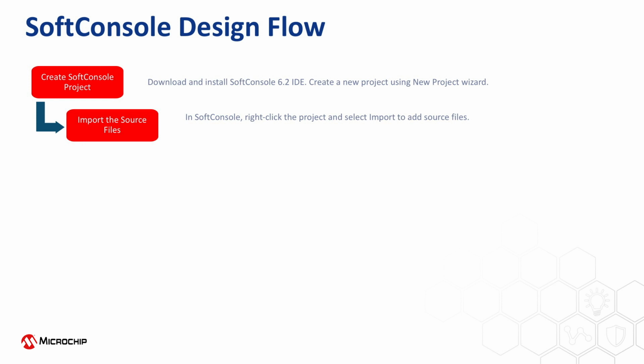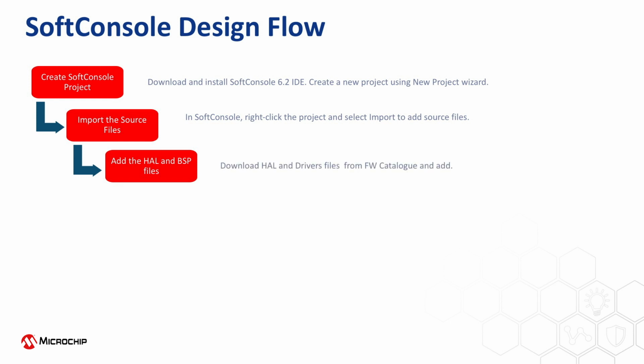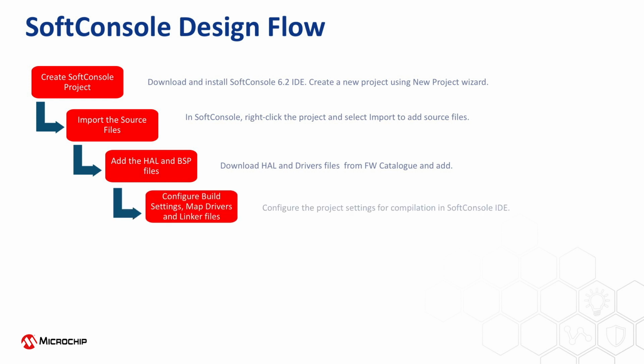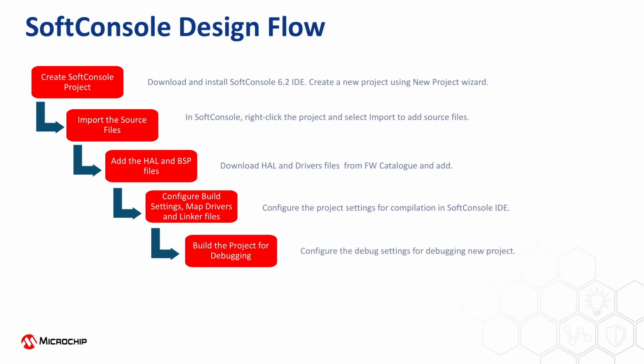The firmware BSP source files have two categories: the HAL hardware abstraction layer and peripheral drivers. Download the HAL and driver files from the firmware catalog and import. Next, configure the project settings for building the executable in SoftConsole. These settings include folder paths, compiler, target processor settings, linker script path, optimization level, and output file format. Next, configure the debug settings for debugging the embedded project. Finally, build a version of the bare metal application.